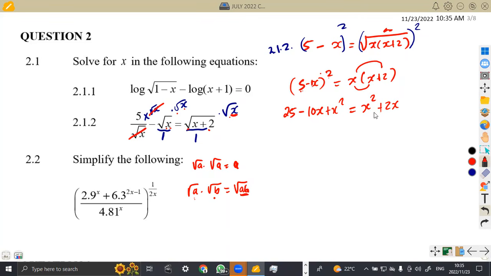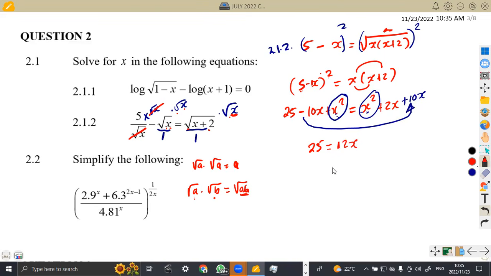We can actually collect terms together, but by just checking here, we've got x squared and x squared. If you take either the other side of the equation, these two cancel, which means this part is no longer there. So we are going to remain with 25 equal to transpose minus 10x to the other side of the equation. This is going to be plus 10x. So that means we are going to have 2 plus 10x, which is going to be 12x.